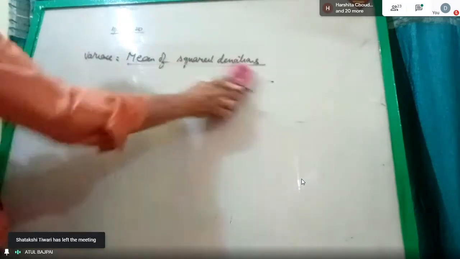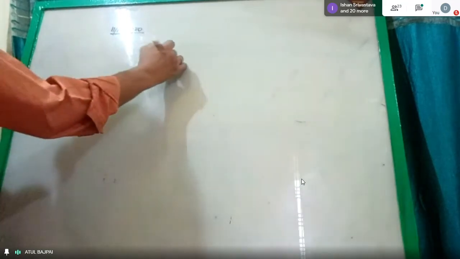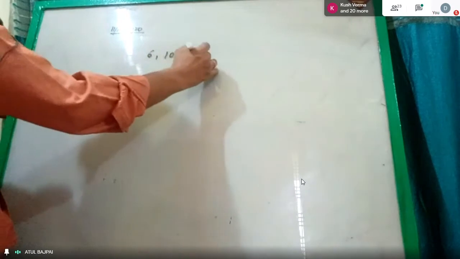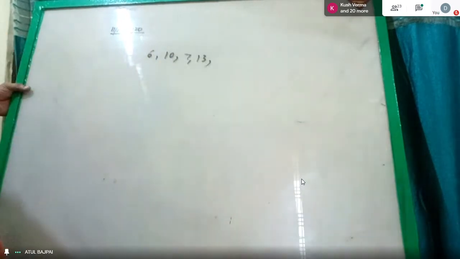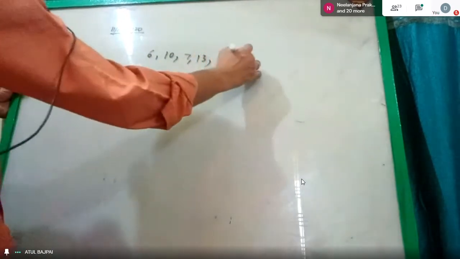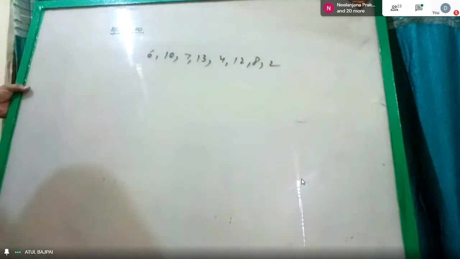So let us find the values, and similarly the formula will change. If f is there, f will come over here. If it is simple, the simple formula will be there. Let us do the question. Ready with these questions? The data is 6, 10, 7, 13, 4, 12, 8, 12.